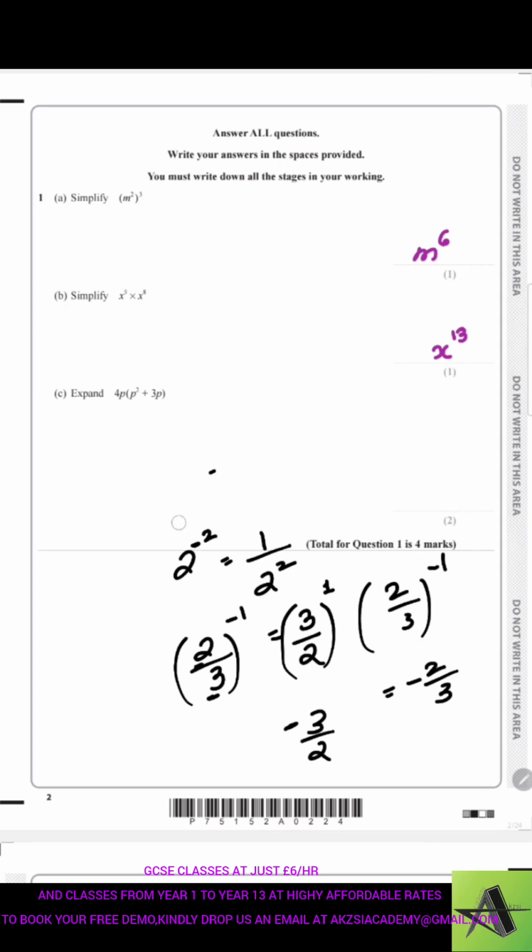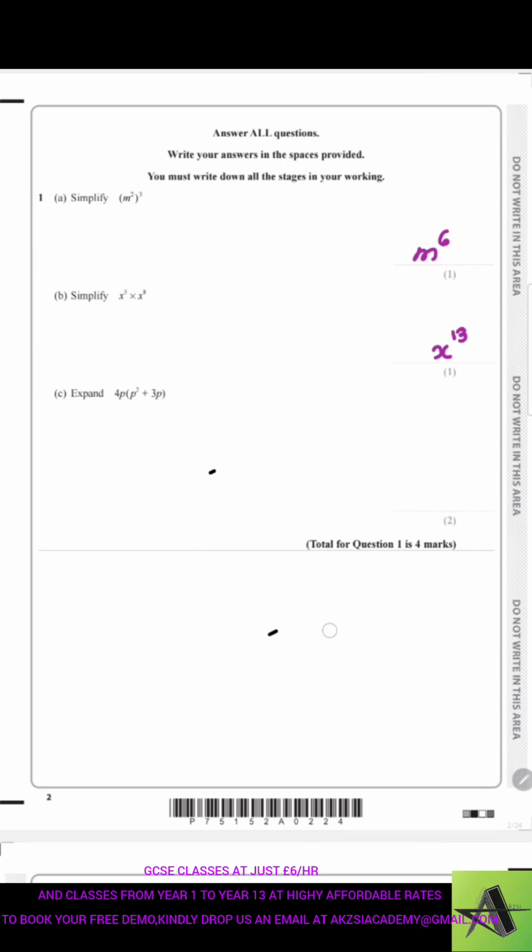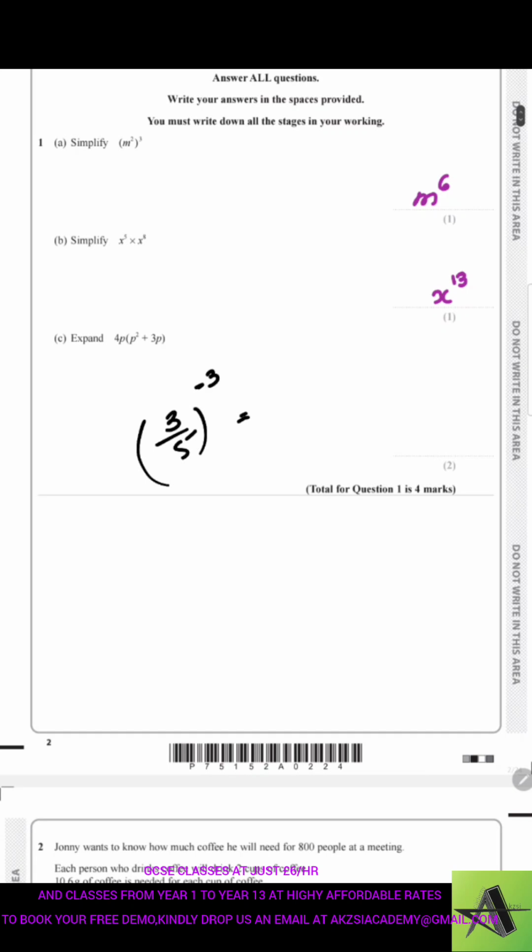So take one more example. If it's 3 over 5 whole to the power of negative 3, the denominator will go to the numerator, the numerator will go to the denominator, and the power will become positive. So this will become plus 3. So 5 over 3 whole to the power of 3, which is 125 over 27.